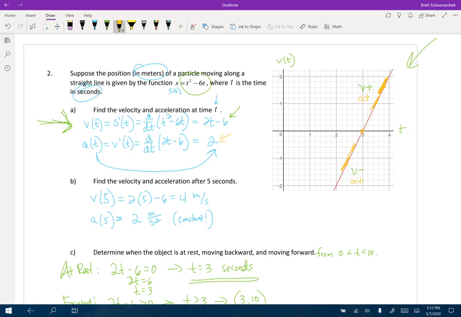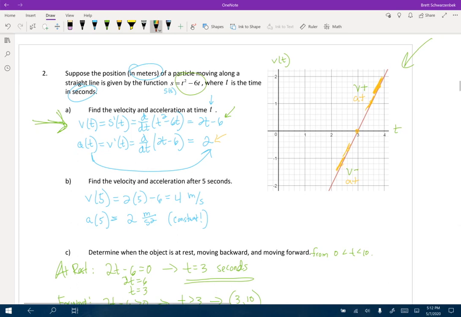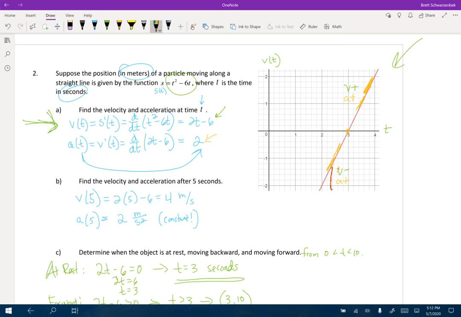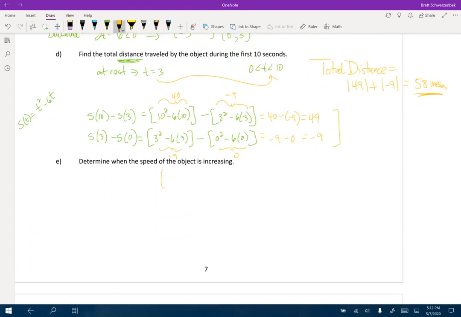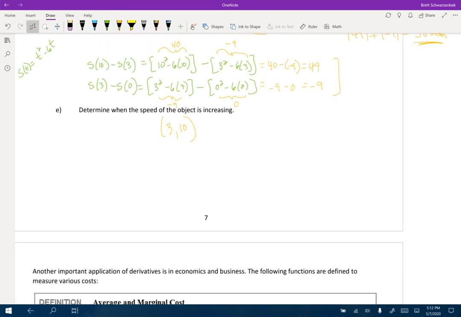So the speed is increasing wherever velocity and acceleration have the same sign. If you look here, they don't. If you look here, ta-da, they do, which means that this is increasing anywhere from 3 to 10. So believe it or not, this is just the answer, 3 to 10, with a little analyzing of accelerations and velocities.